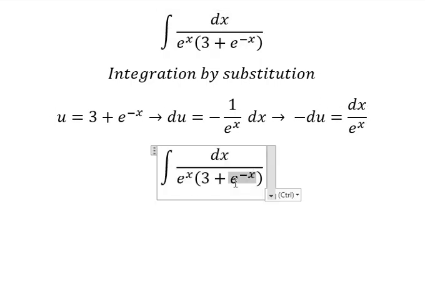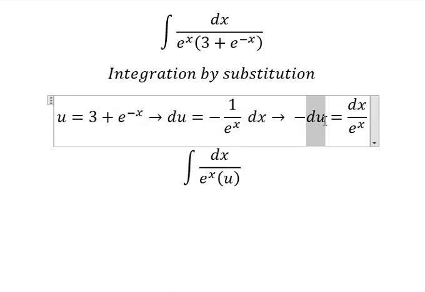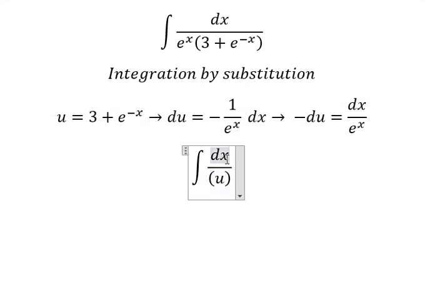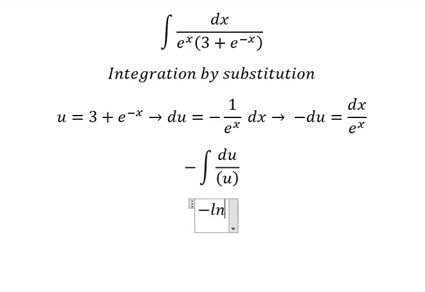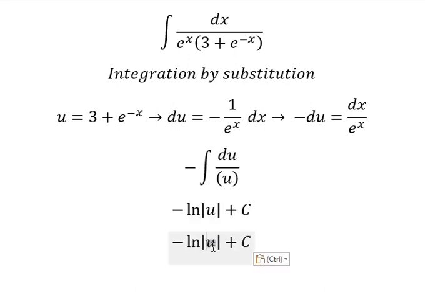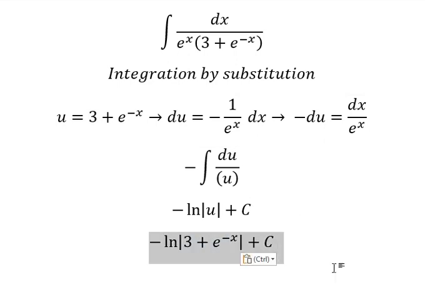So this one we change to u, and ds over e to the power of s, we change to negative du. So the integration of this one, we have ln of the absolute value of u, and I will put c. And u is this one. And here is the final answer. This is the end.